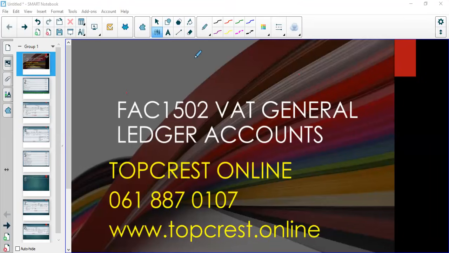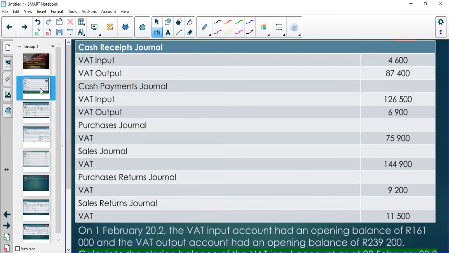All right, so we're gonna focus now on VAT. Many students find this topic a little bit tricky, especially if they have to do with the general ledger account. So what we're going to focus on now is how to prepare general ledger accounts for VAT based on information that is provided.